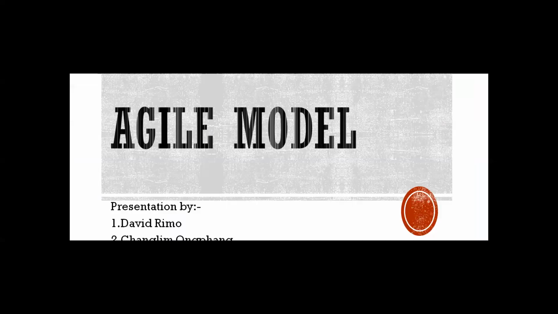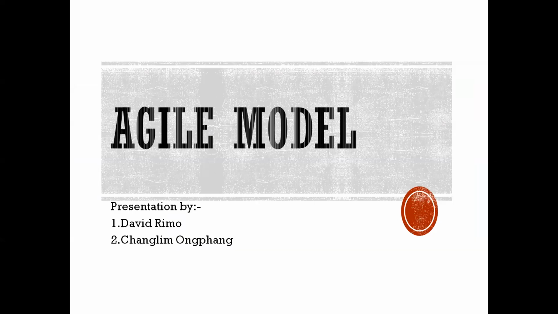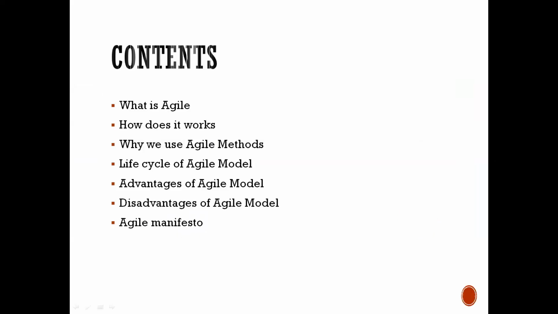So, my name is David Rimo, and my partner's name is Chenglim Gongpang. Today our topic is the Agile Model, so we'll study about the Agile Model. Here I've divided it into parts. What are the contents? What is Agile? How does it work? Why do we use Agile models? Life models of the Agile model: it has diagrams, advantages, disadvantages, and lastly the Agile manifesto.